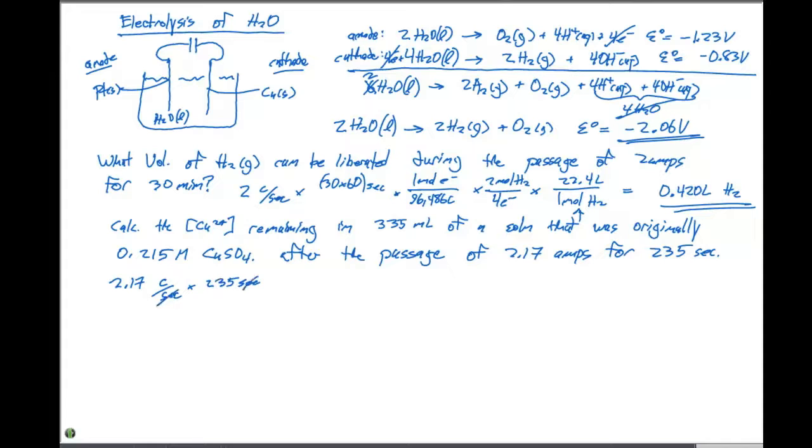We have our coulombs. We know that 1 mole of electrons is equal to 96,486 coulombs. In this passage, we have copper and copper 2 plus. So we're going to have 2 electrons, or 2 moles of electrons for every 1 mole of copper 2 plus. So this is going to equal 0.00264 moles of copper 2 plus.